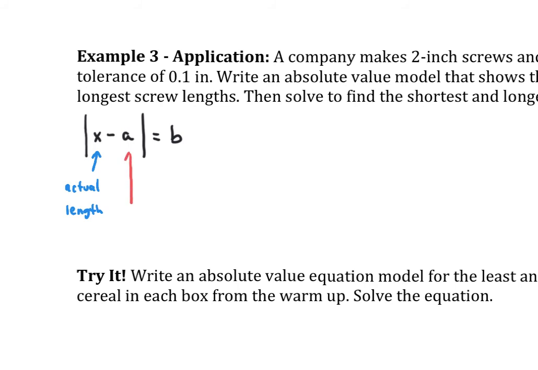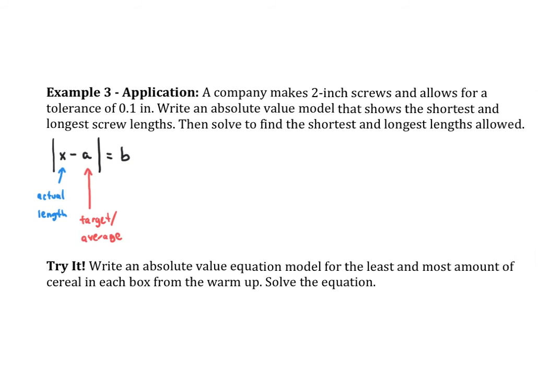The a is the target value or the average. So in this case, this company is making a 2-inch screw, so that's going to be the a here. That's their goal, and on average, all the screws should be 2 inches. And lastly, b here is what they permit, the tolerance that they allow, or the difference, the plus or the minus. Like, how old is that person? He's 40, plus or minus 2. Well, plus or minus is sort of the tolerance that we allow. So that's what this is going to be. Okay, so the setup is actually fairly straightforward.